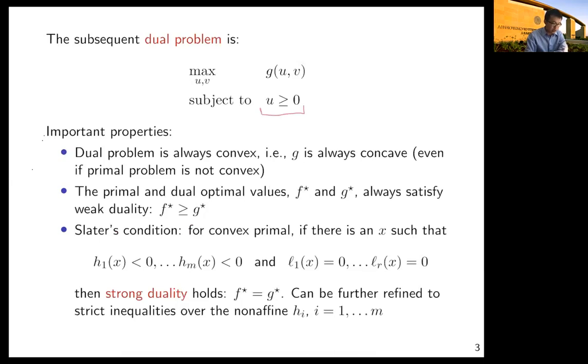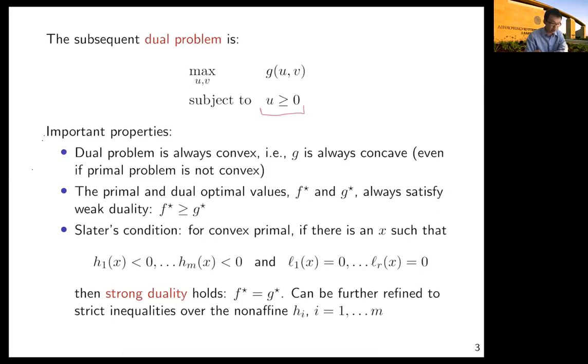In addition, for convex optimization problems, under a very general condition called Slater's condition, which is one of the constraint qualification conditions and among the most popular, provided that there exists an x that lives in the strict interior of the set of inequality constraints, then we say that strong duality holds, in which case we can equate f star and g star.